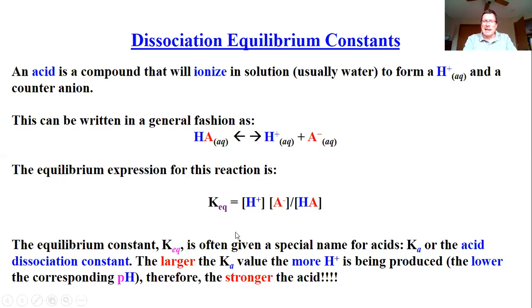Now, instead of calling it the equilibrium constant, they call it the acid dissociation constant, or Ka. If we were talking about a base, it would be Kb, and it would be the same thing. The higher that number, the stronger the base. The lower that number, the weaker the base. So the larger this number is, the stronger the acid is.